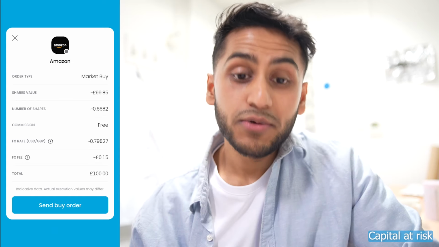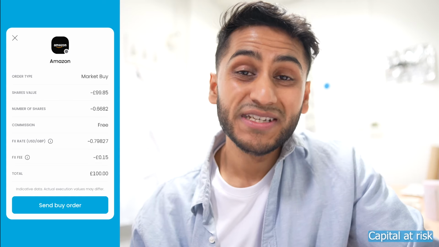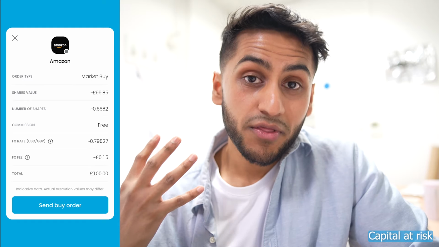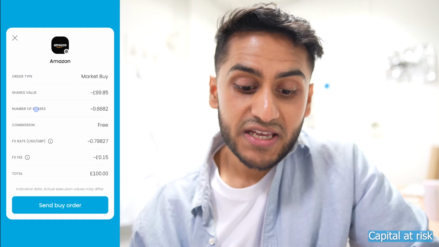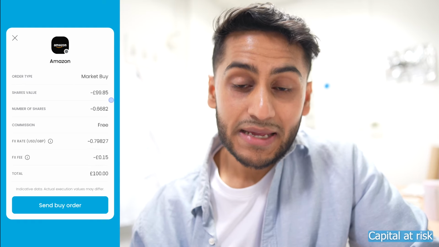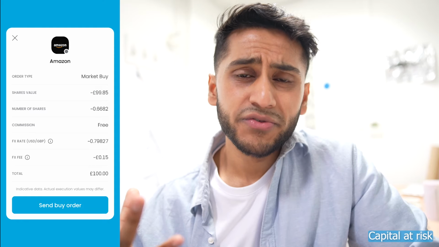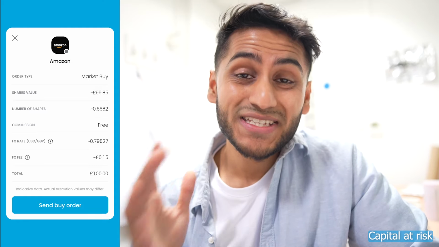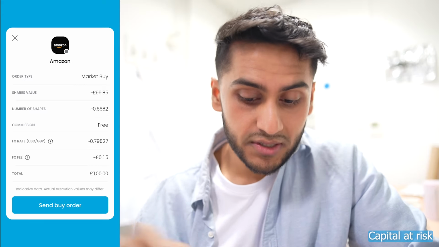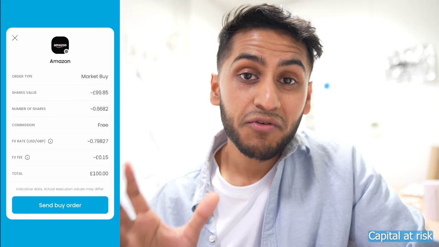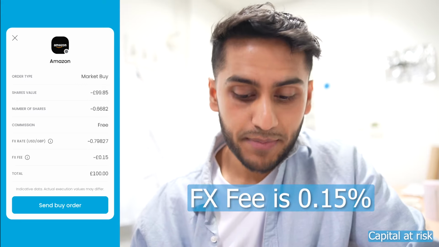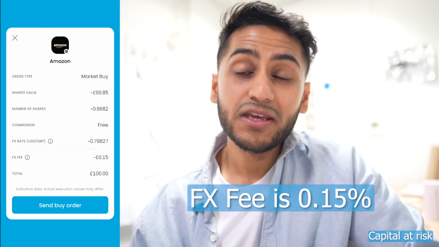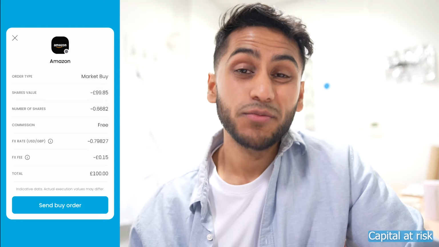You can see that Amazon, there is going to be an order type which is market buy. So when the market opens, my order will then afterwards be put through the system. You can see that the shares value that I'll be buying is £99.85. You may be wondering what happened to my other 15 pence. Here you are paying a foreign exchange fee from going from pounds to dollars. And so for £100, a very round number, that is exactly 15 pence. And you can see the total they will charge you is £100. And then you can press send by order here, which I'm not going to do.